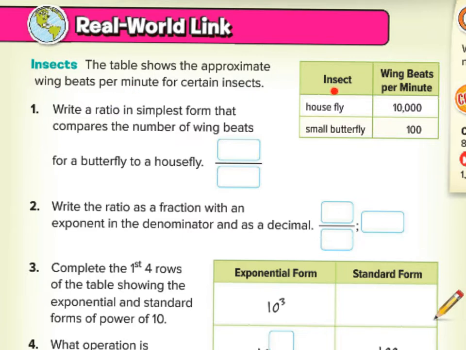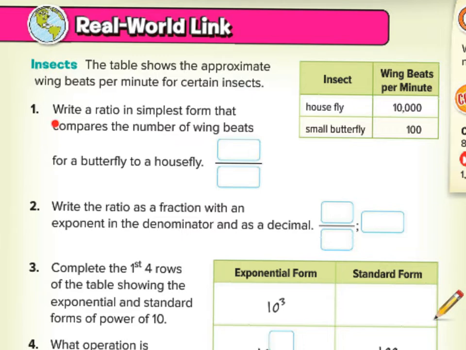Here we have our insect: a house fly, just your regular fly, and a small butterfly. Wing beats per minute, how many times does the wing actually flap or beat per minute? 10,000 times in 1 minute a fly will flap its wings, and a small butterfly will do it about 100 times. Obviously these are estimates, because getting a perfect number is actually not possible.